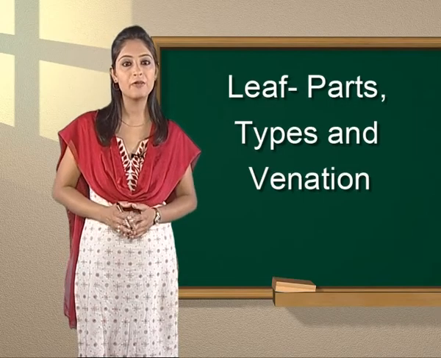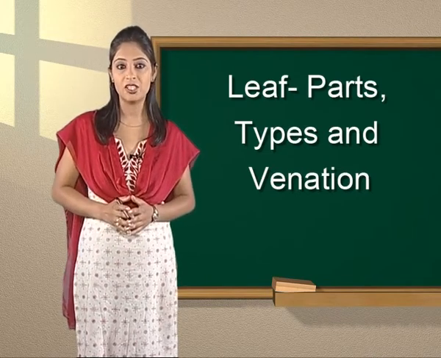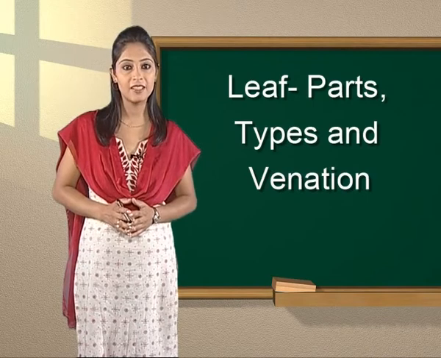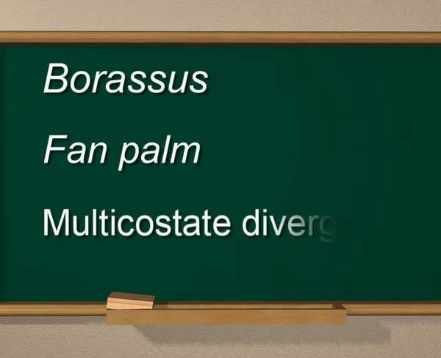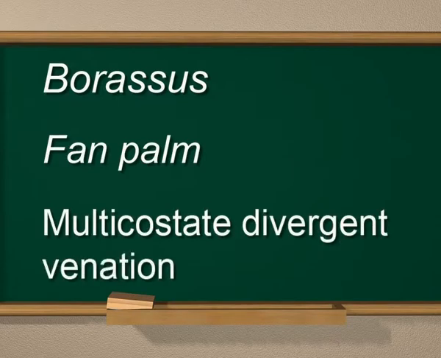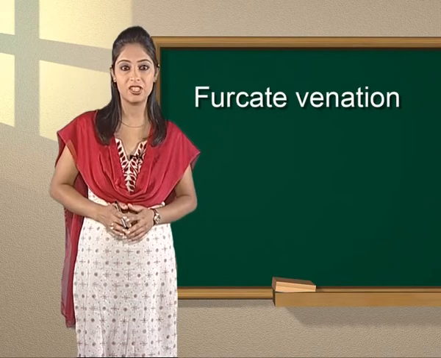When all the main veins of the leaf lamina spread out towards the margin, as in plants like borassus, that is, a fan palm, it is called multicostate divergent venation. Furcate venation is one of the rarest types of venation.